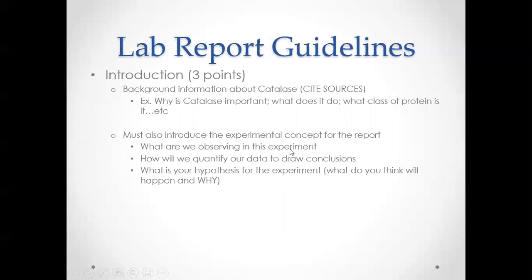For this lab report, your introduction should include background information about catalase. You will need to cite your sources. Remember, these sources should be from primary literature or the lab manual. Some examples of background information that is relevant to this experiment is: why is catalase important? What does it do in the cell? What reaction does it promote? What kind of protein is it? These are just some examples.